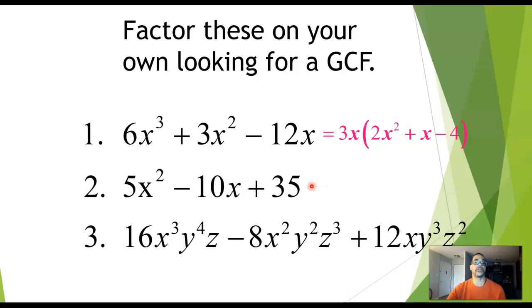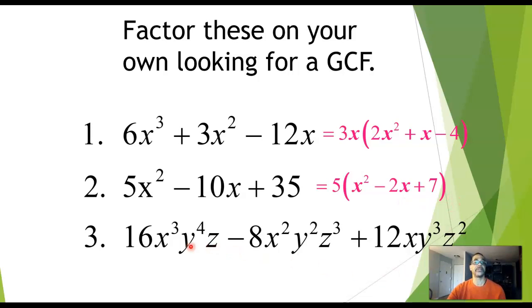Taking a look at number 2, looking at the numbers, 5 goes into all these. So 5 comes out. There are no variables that are in all 3, right? We have x squared here, x here, and no x's here, so x is not in common. So only 5 comes out as the GCF. And the product is x squared minus 2x plus 7.